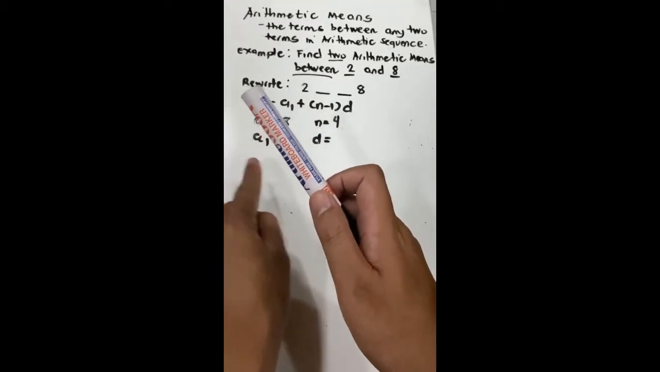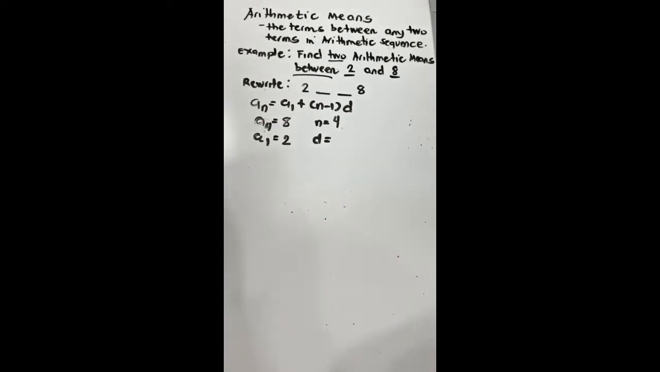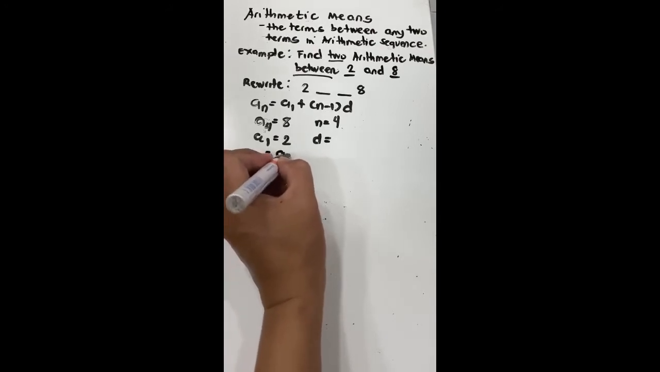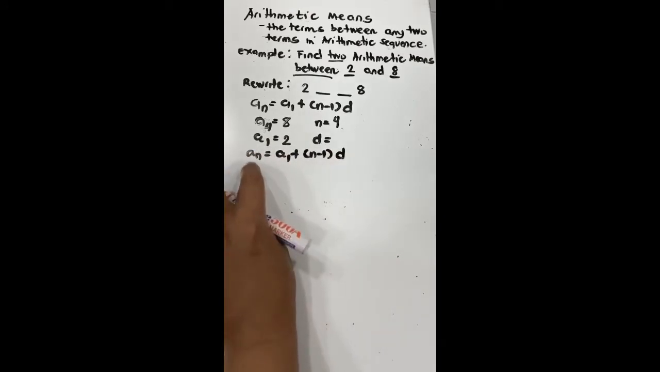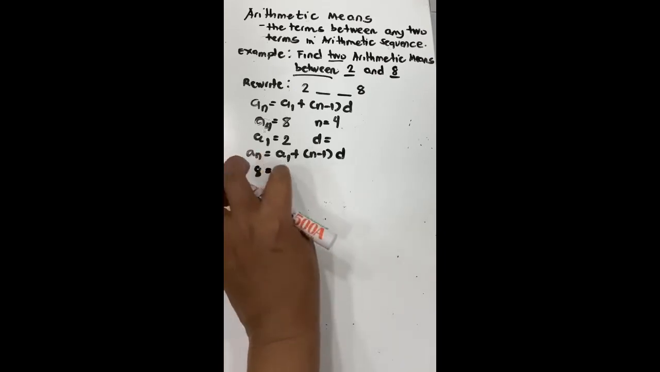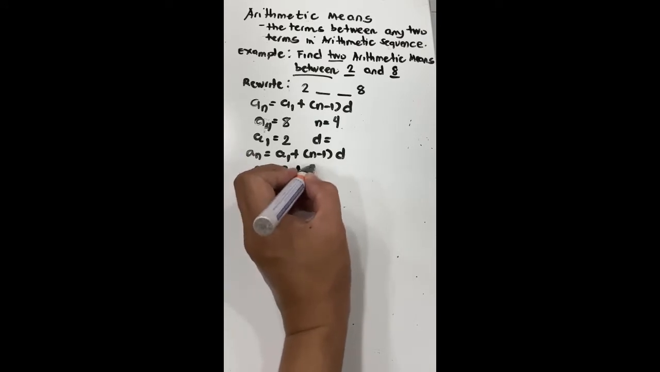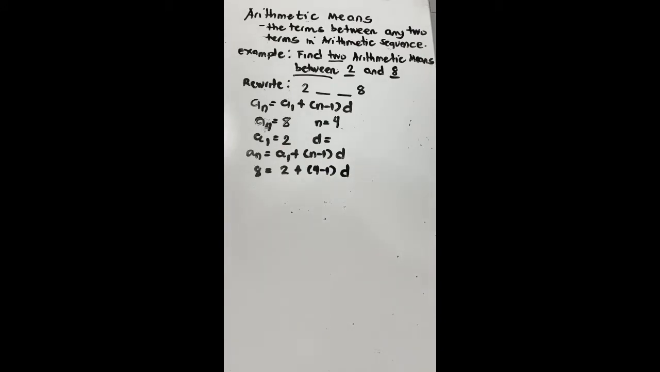Since kompleto na yung ating mga information, then we could use now our arithmetic sequence formula. So, sulat ulit natin yung formula. So, a sub n is equal to a sub 1 plus quantity n minus 1 d. So, what is our a sub n? Our a sub n is 8. a sub 1 is 2. Plus our n is 4 minus 1 d. So, again, let us simplify the equation. So, unahin muna natin yung may parenthesis.